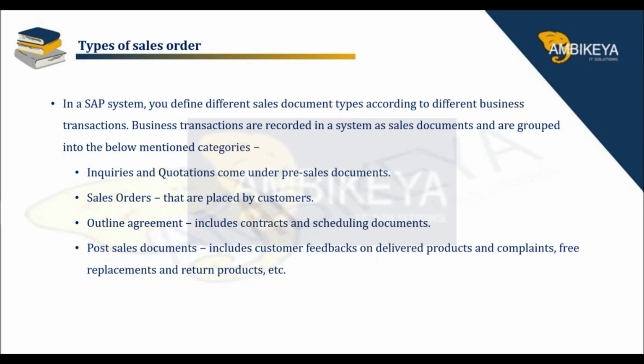That way you prepare an agreement, and it's again a sales order type only. Then post sales document. Now, you have sold the goods, but something has to happen after it also. You don't like the goods, or there's something defective. Or sometimes you paid extra, or you paid less. So that is our post sales document.